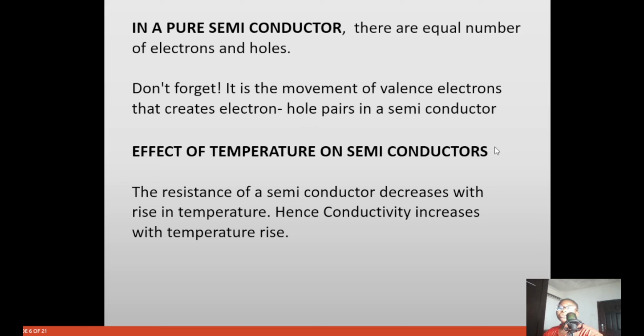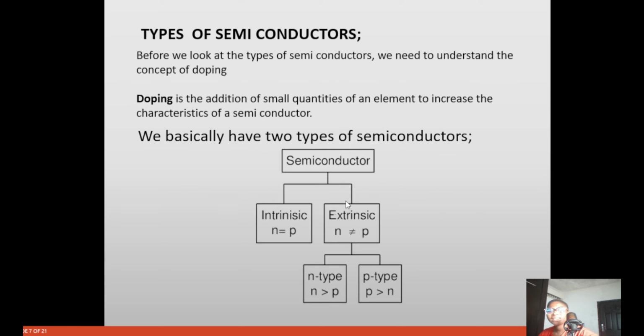Effect of temperature on semiconductor. The resistance of a semiconductor decreases with a rise in temperature. Hence, conductivity increases with temperature rise. I'm sure we already understand that. The resistance of a semiconductor decreases with a rise in temperature.